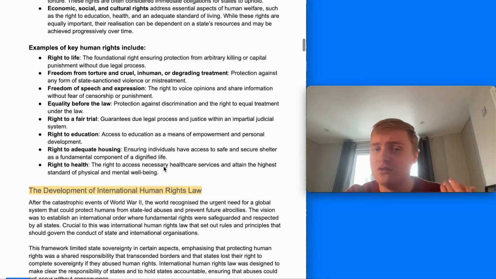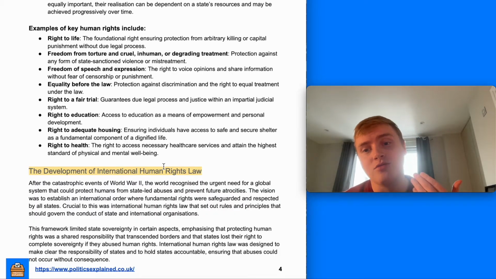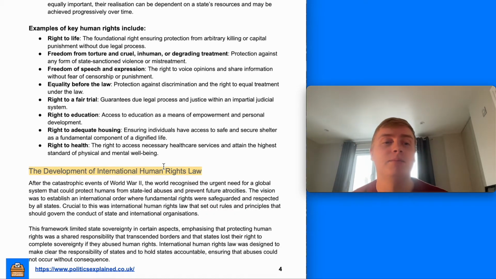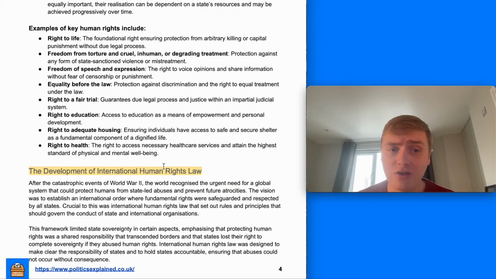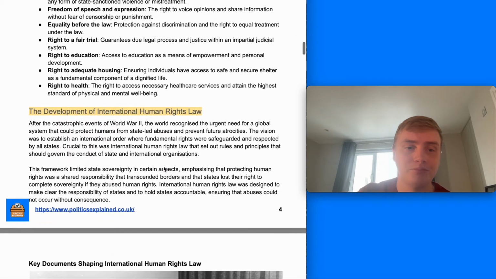So some key human rights you definitely will have come across: the right to life, freedom from torture, freedom of speech and expression, which of course is potentially the most politically salient one that often comes up in political debates, the right to a fair trial, and then some of the social ones: education, adequate housing, and health.